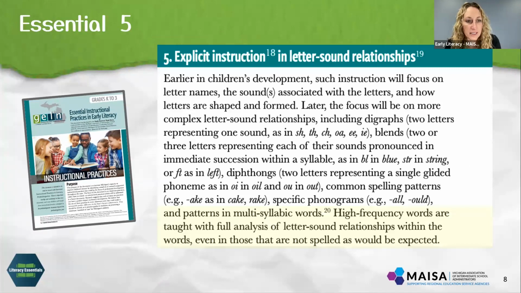So let's think about essential 5. Essential 5 is all around explicit instruction and letter sound relationships. And so it talks about the developmental stages of what this looks like earlier versus what this is going to look like later in children's development. But the piece that we're going to think about today is this last sentence here, where it says high frequency words are taught with full analysis of letter sound relationships within the words, even in those that are not spelled as would be expected. So we'll be thinking about that today.